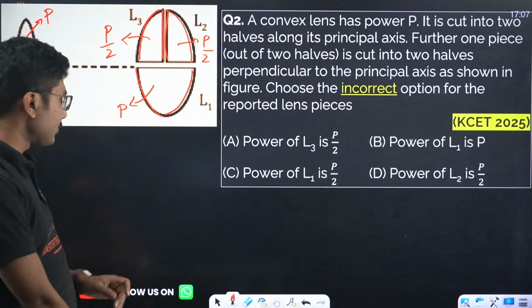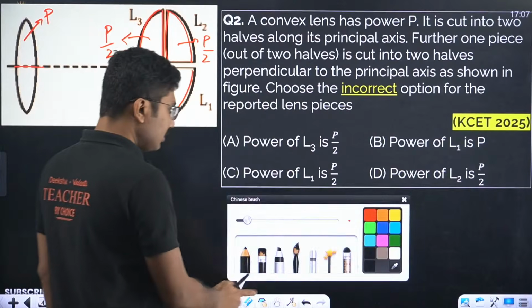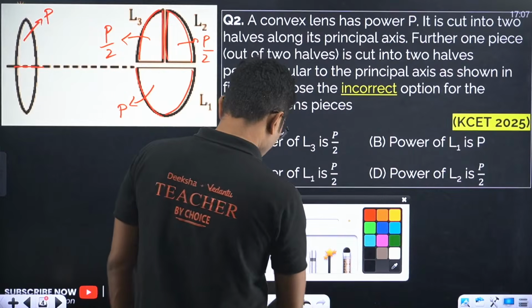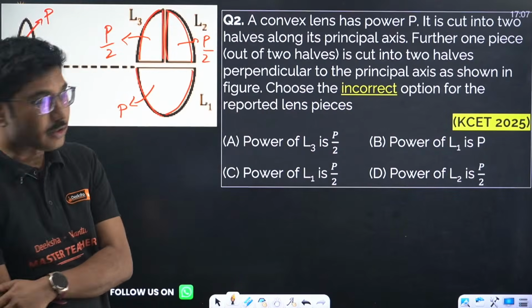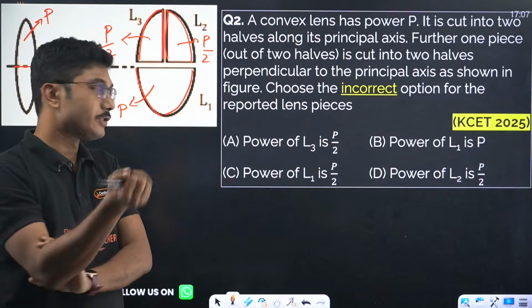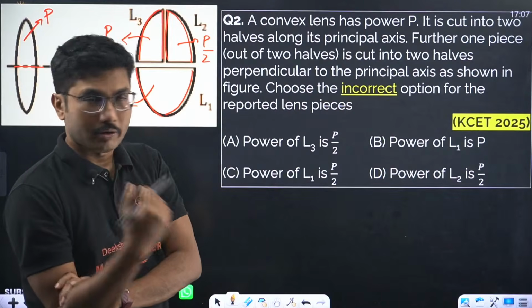Okay, let's see the option. Which one is the wrong? Start answering the question. I think poll will not be available today because the person who does the poll is on leave today, so poll will not be available.